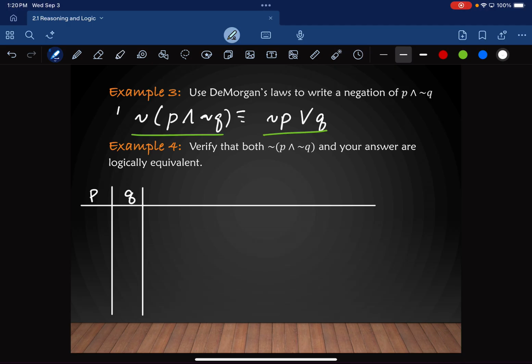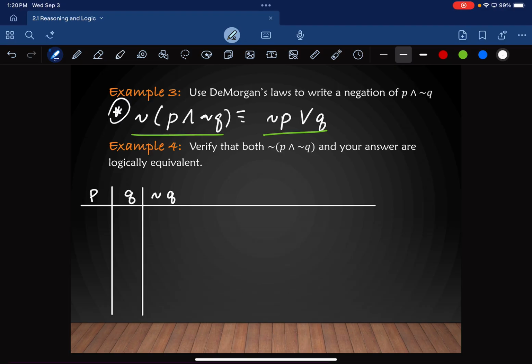And we're going to work with the left-hand side first, okay? So the left-hand side has P, it has Q, and it has tilde P. So we're going to do a tilde P column. I didn't mean P, I meant Q. A tilde Q column. There we go.